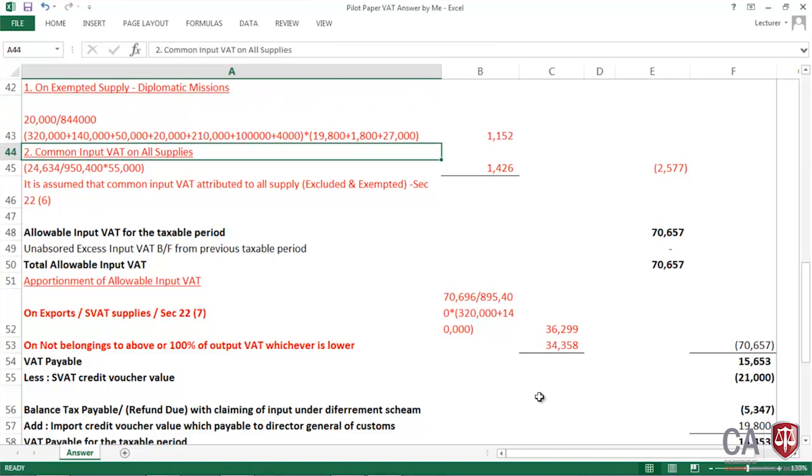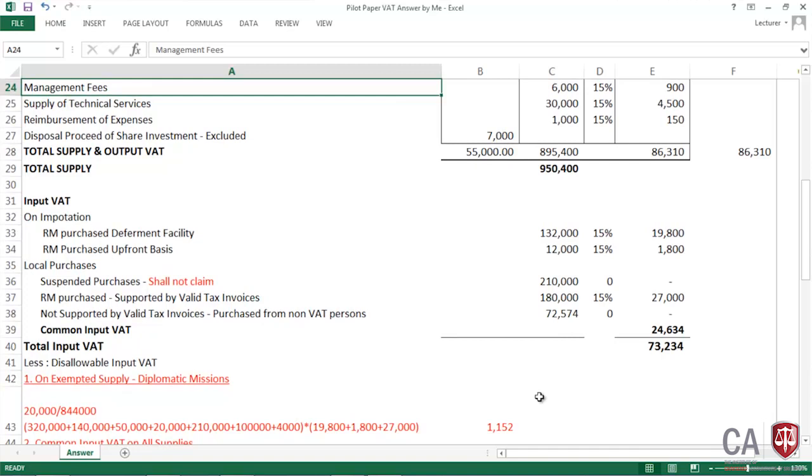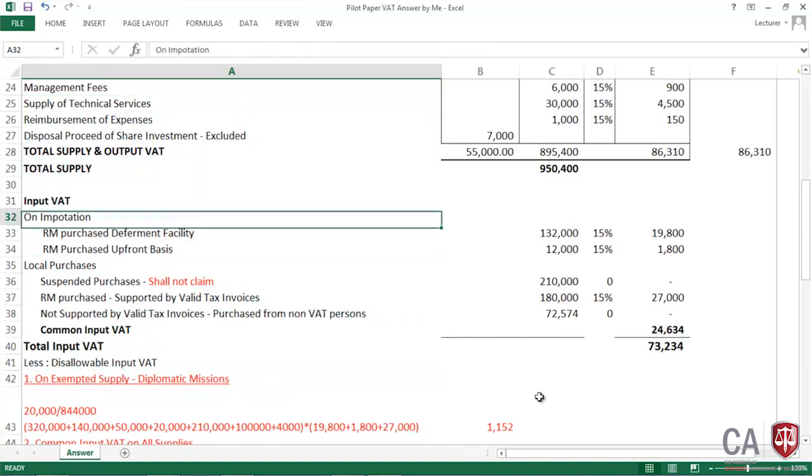Now, can we stop from there? No, we need to go for common input VAT. When explaining the question, I explained this common input VAT is acting a main role here. The common input VAT is common, that means applicable to all the activities, exempted, excluded, liable for all these activities. Therefore, this common input VAT we need to apportion from the total turnover. Then common input VAT is 24,634 into your total turnover 950,400 and exempted turnover 55,000.